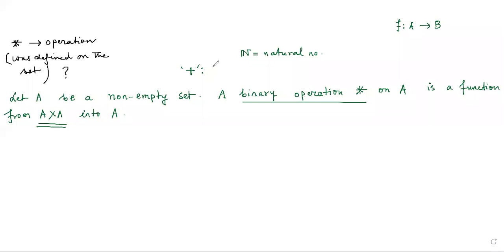In place of f, I have used the symbol plus only. In place of A, I am taking the Cartesian product of the set of natural numbers, n cross n, and I am defining this function from n cross n to n. So what does it mean? It means that if I choose any pair from n cross n, say for example a comma b, and if I apply the plus on it, we actually get their sum, which is denoted by a plus b. And you can write this sum as another natural number, which is c.